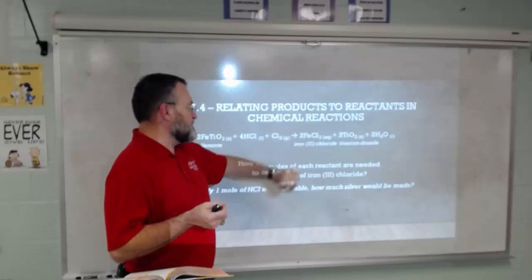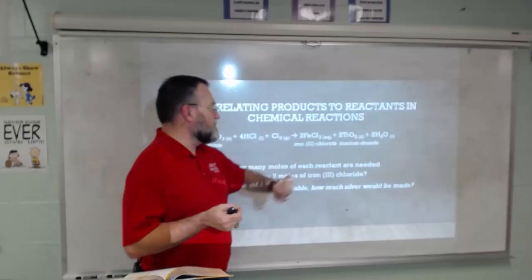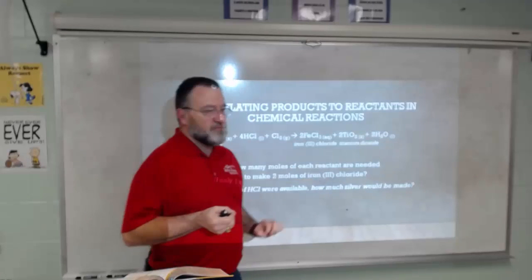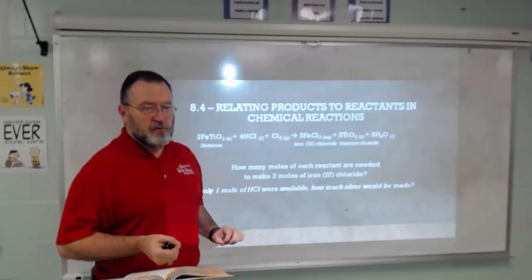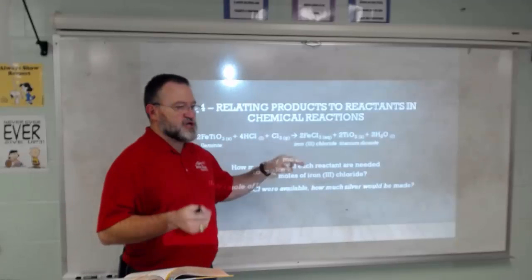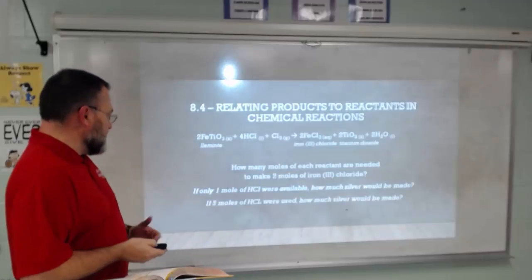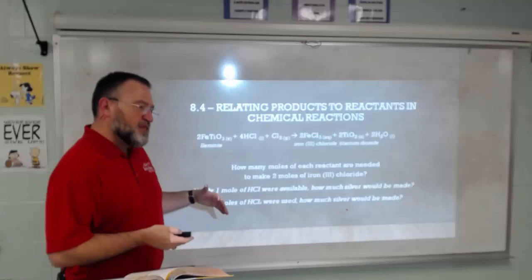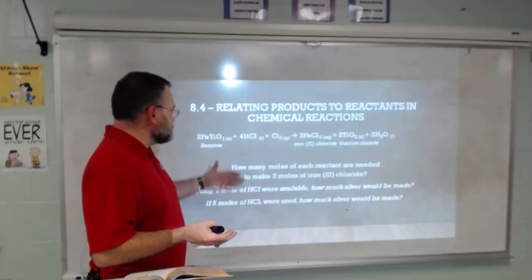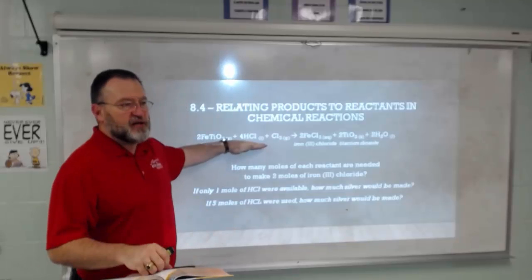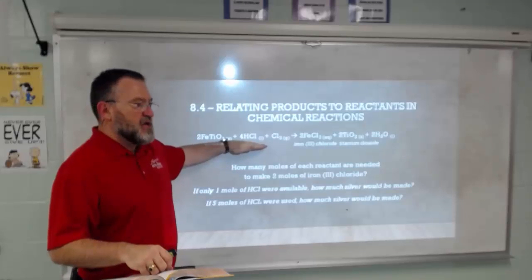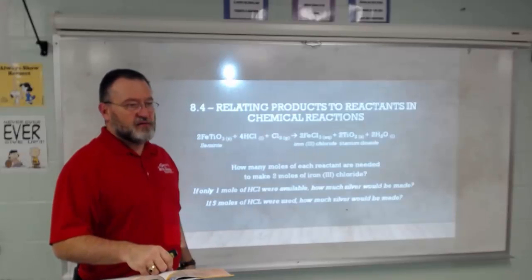We would have 0.5 mole of iron 3 chloride, 0.5 mole of titanium dioxide, and 0.5 mole of water. Because only 1/4 of the full reaction actually ran. You can think about it the other way. If I find that I have got excess chlorine and I throw that extra chlorine into this reaction, how much product is going to be made?